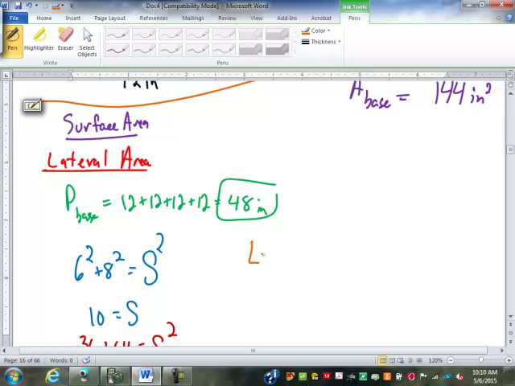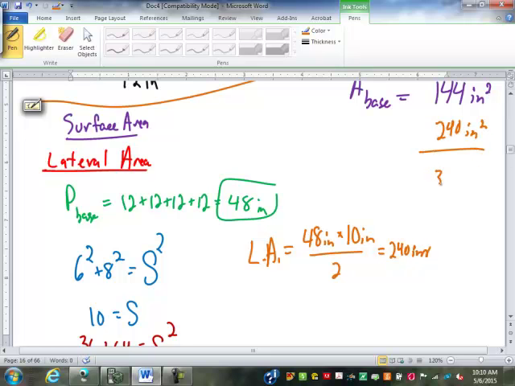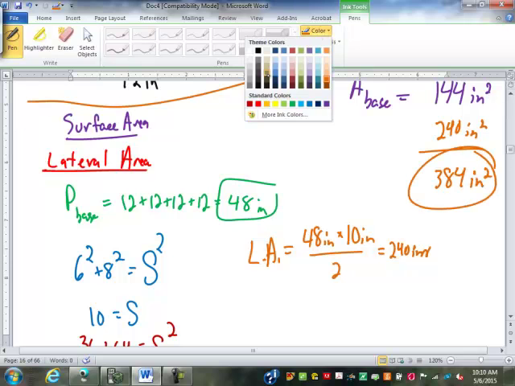So our lateral area is the perimeter of the base, 48 inches, times that slant height of 10 inches, divided by 2. Why do we divide by 2? Because they're now triangles instead of rectangles. Good. So this is now going to be 240 inches squared. Added to the base, we get 384 inches squared. Any questions?